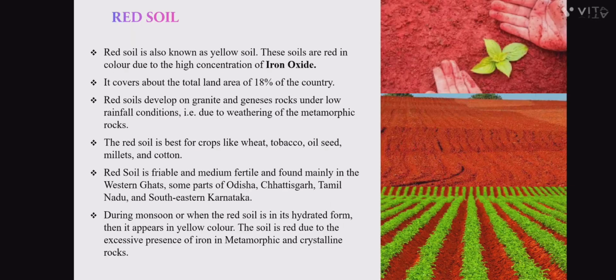Next is the red soil. Red soil is also known as yellow soil. The soil is red in color due to the higher concentration of iron oxide, covers 18% of the total land area of the country, and develops on granite and gneiss rock under low rainfall conditions. That is due to weathering of the metamorphic rocks. The red soil is best for crops like wheat, tobacco, oilseed, millets, and cotton. Red soil is friable and medium fertile, found mainly in the Western Ghats, Odisha, Chhattisgarh, etc. During monsoon, or when the red soil is in its hydrated form, it appears yellow in color. That is why we call it yellow soil. Soil is red due to the excessive presence of iron in metamorphic and crystalline rocks.